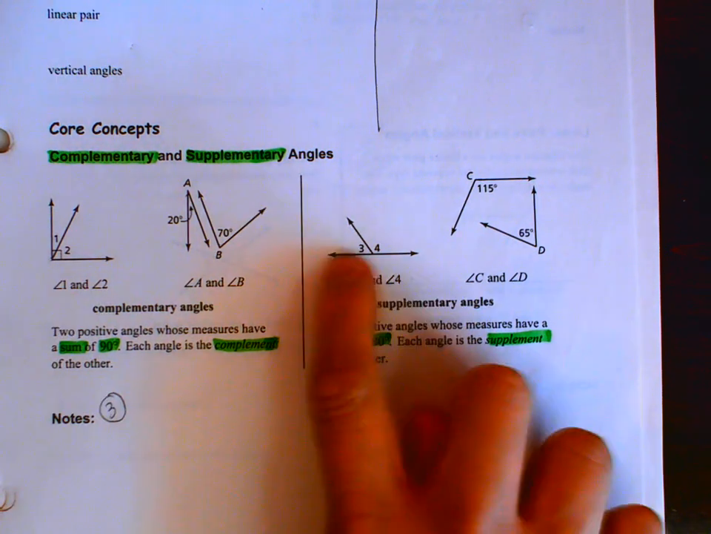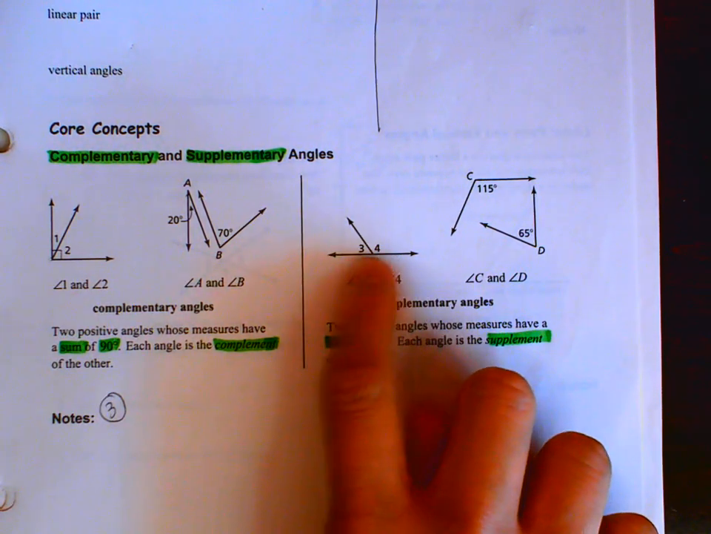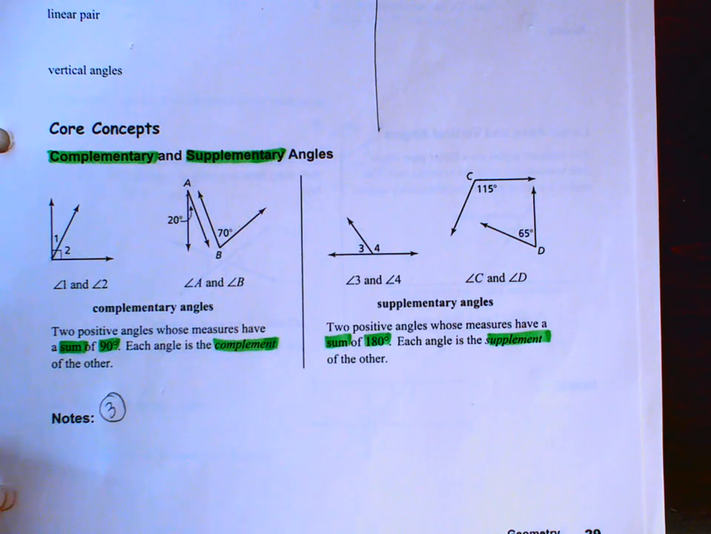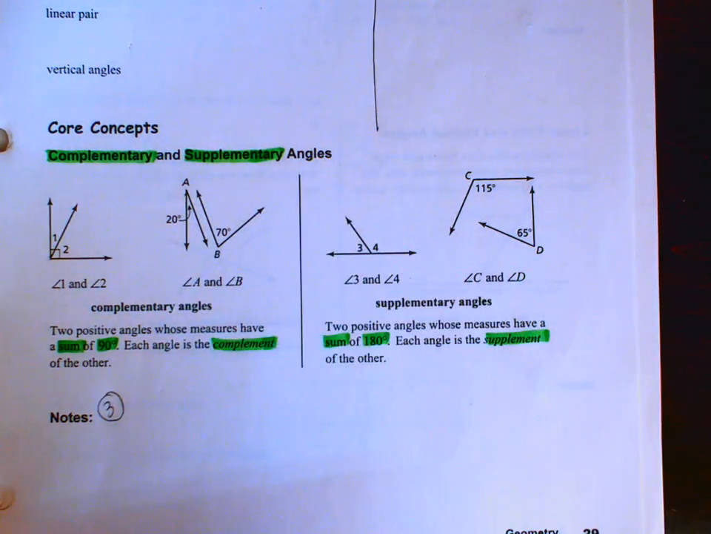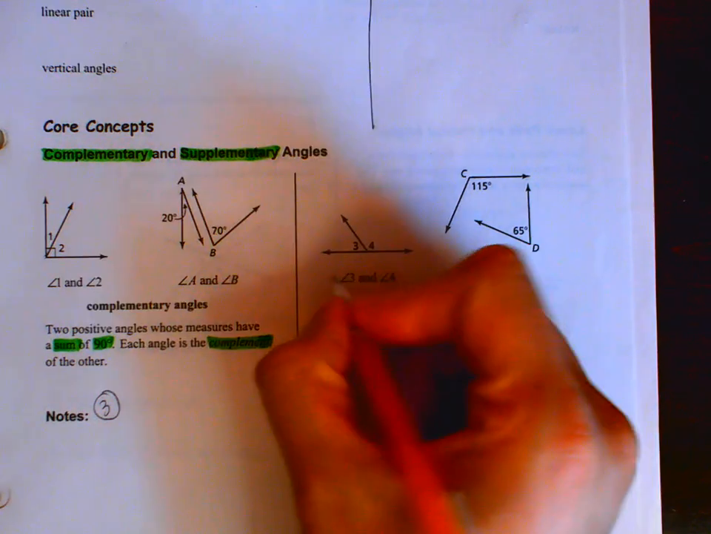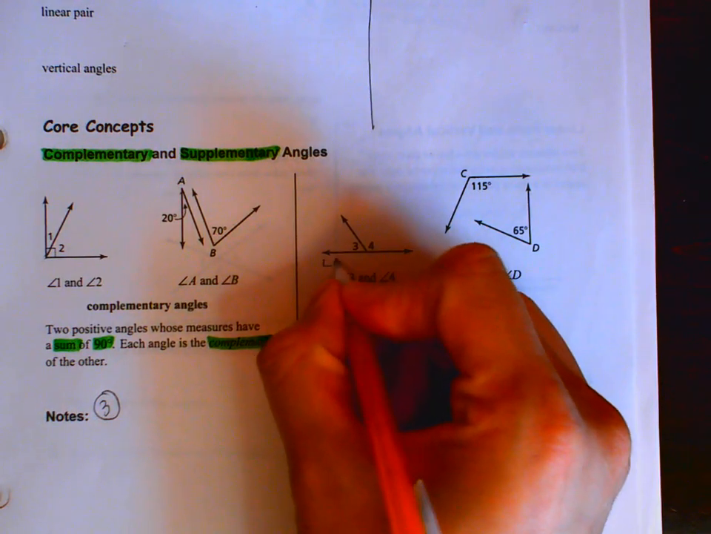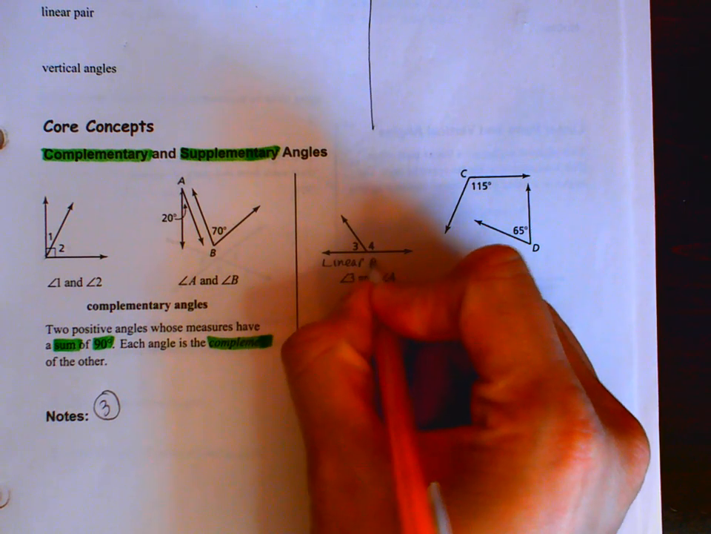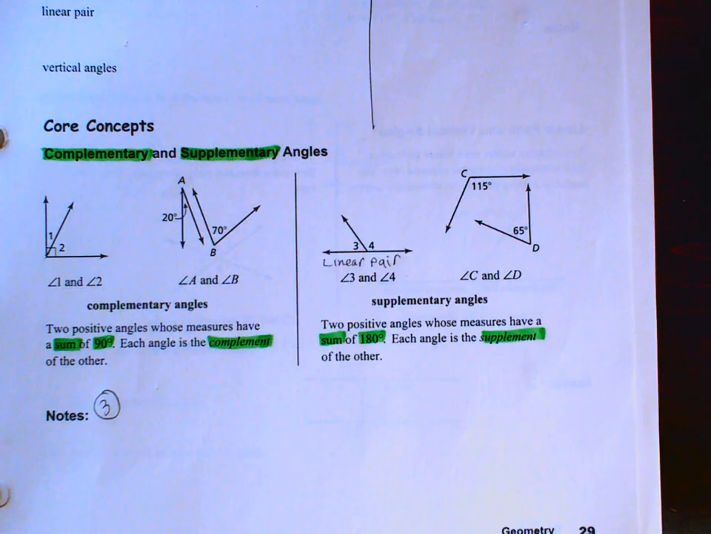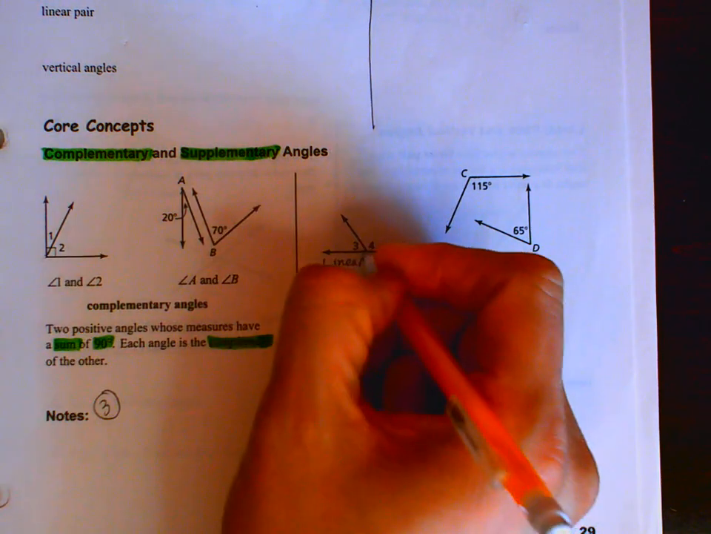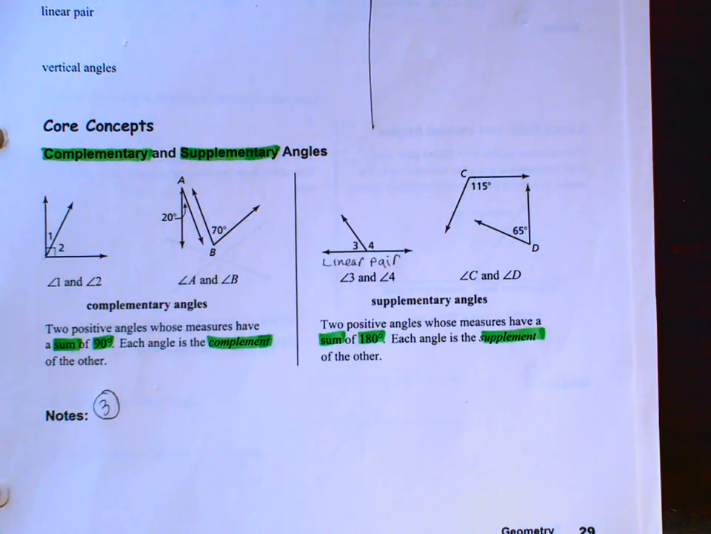Sometimes they're going to be connected, sharing the same vertex. When this happens and the angles are not only supplementary but also adjacent, we call these two angles a linear pair. Why? Because when you put them together and they share the same line right here, they make a line. Makes sense.